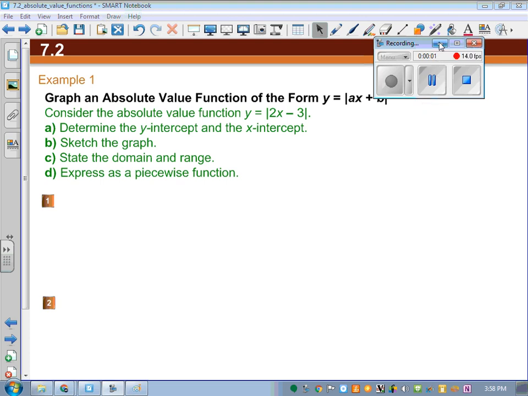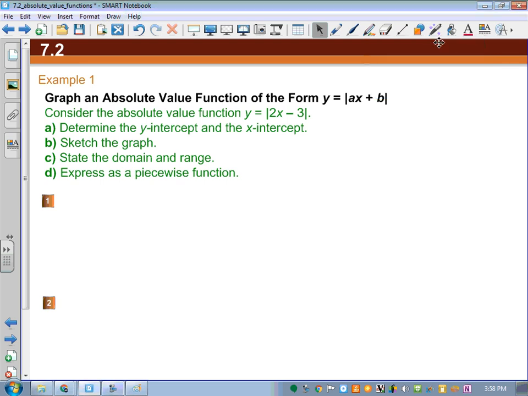All right, 7.2 example one. This is where we're actually going to deal with an absolute value function. It gets more complex when it's not just y equals the absolute value of x, so we have to be able to deal with that. One of the nice things about A is that we don't actually need the graph for that.